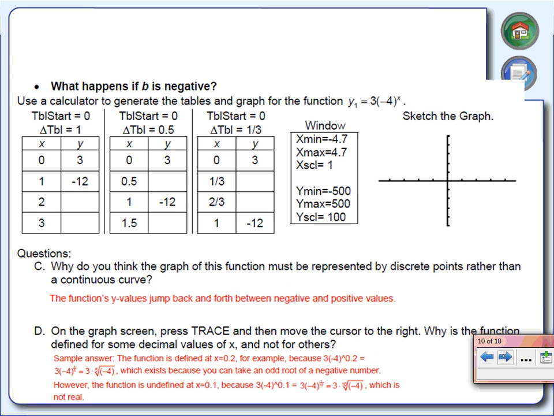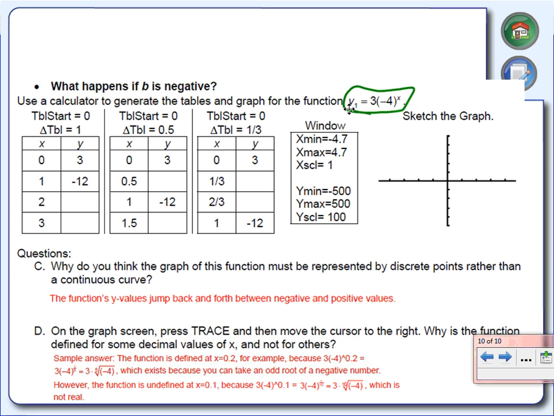All right, last thing here, the last half of the page. I'm not going to do the whole thing. We're just going to summarize it real quick. What happens if b is a negative number? Go to your calculator and let's see what happens when b is a negative number. Go to y equals and type in for me 3 times negative 4 to the x power.